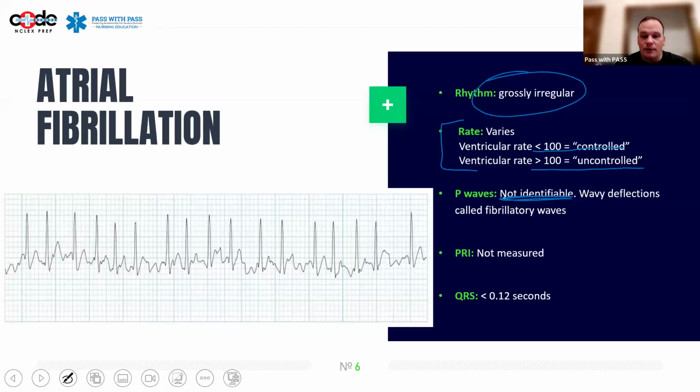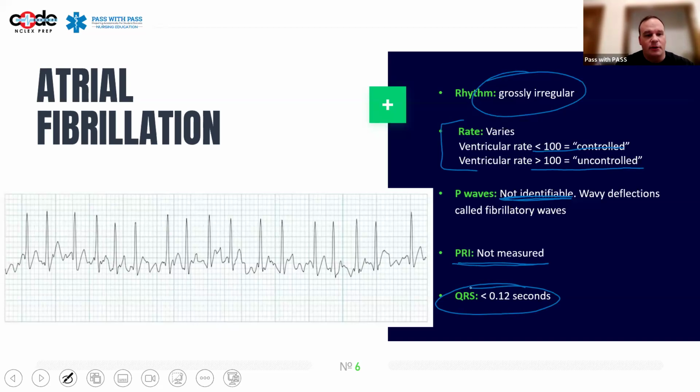The PR interval, of course, is not measured. Why? Because we can't identify a P wave. I have to be able to identify a P wave so that I can measure my PR interval, right? And if I can't find my P wave, I can't give you a PR interval. The QRS width is always going to be less than 0.12 seconds, or less than 3 small boxes.